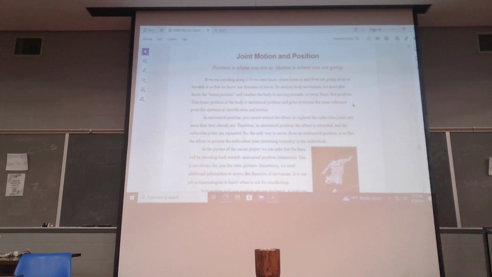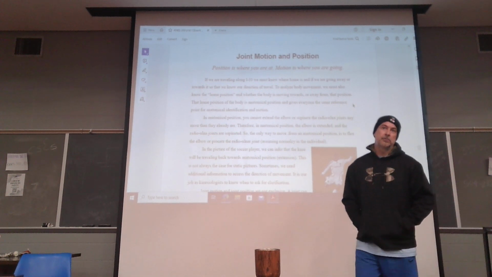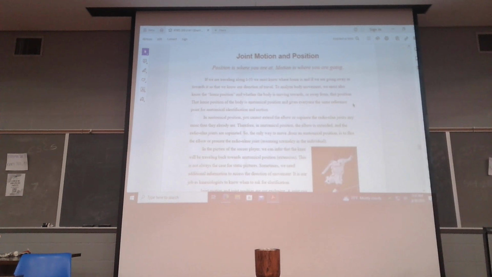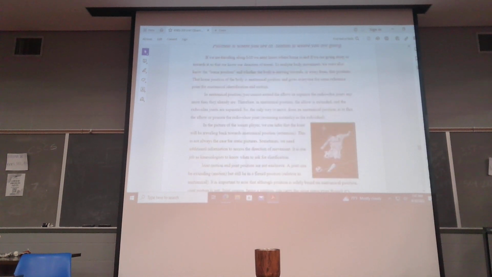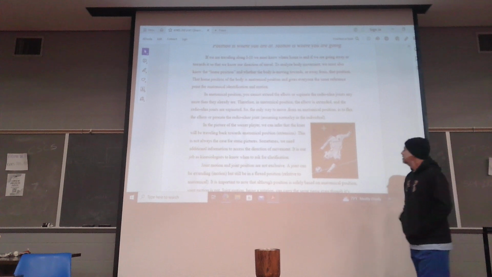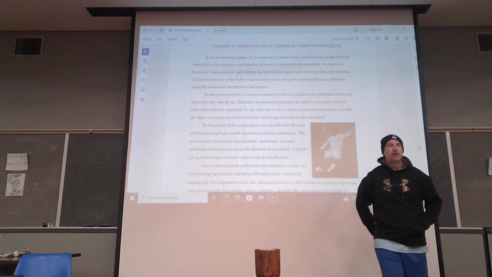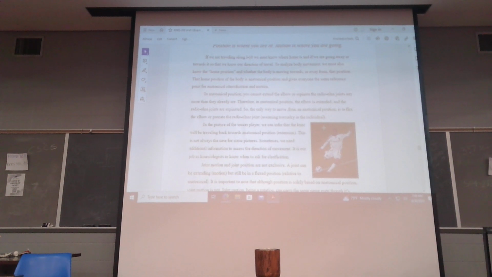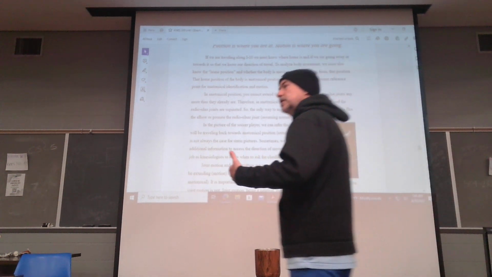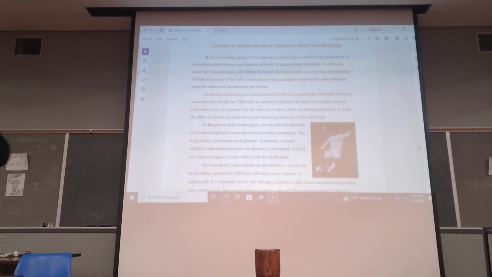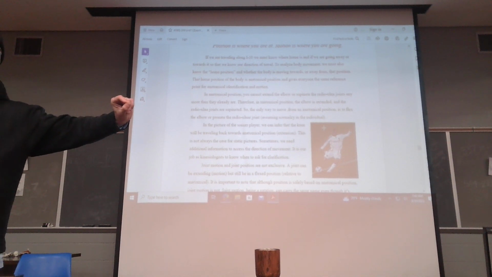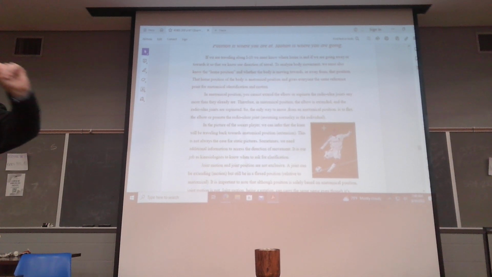Position is where you are at. Motion is where you are going. So if I asked you guys, what is the position of his knee? What I do not want you to say, and again, I'll explain why, I do not want you to say flexion. Because flexion is a motion, not emotion. Man, flexion is so emotion. Flexion is the act of moving. Position is where you at.